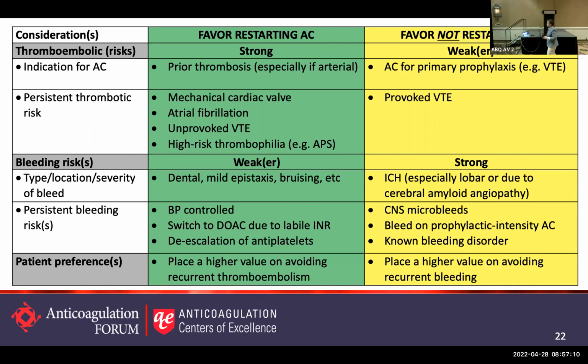And then there are some situations where the bleeding is real scary and the risk of recurrence is real high. This would include things like cerebral amyloid angiopathy, which is the leading cause of ICH with anticoagulation. Other things like CNS microbleeds. So you want to use some sort of matrix like this when you're having the conversation with the patient and making this decision. So this does take some time and thoughtful consideration.